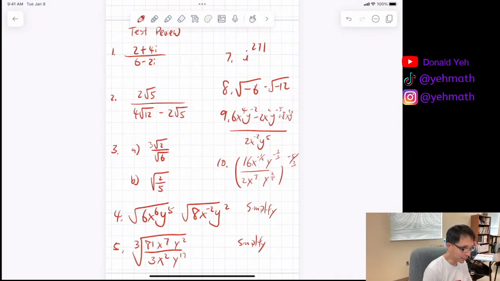So this is whatever is not on yesterday's homework that is also on the test. I'm going to talk about one last thing about complex numbers, but we'll talk about it tomorrow or next time. So help out each other with those 10 questions.